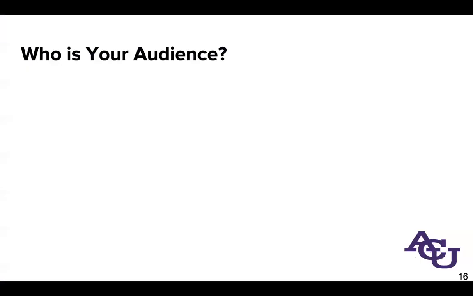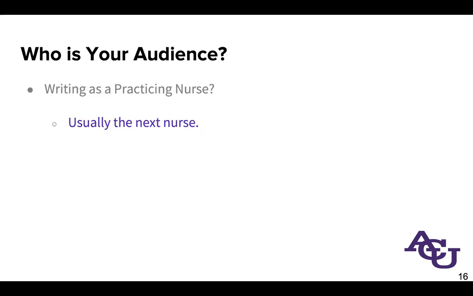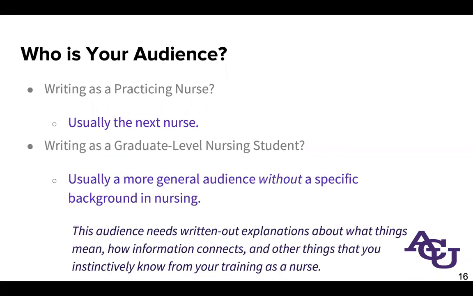But when you're adapting the writing style that you're using, it's helpful to keep in mind who your audience is. Or to put it another way, who are they and what is their background? And what kind of things do you need to explain versus what kind of things can you just tell them? Now, when you're writing as a practicing nurse, your audience is usually the next nurse. Sometimes it's a pharmacist, sometimes it's a physician, but usually it's the next nurse.